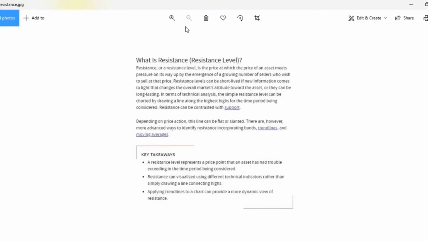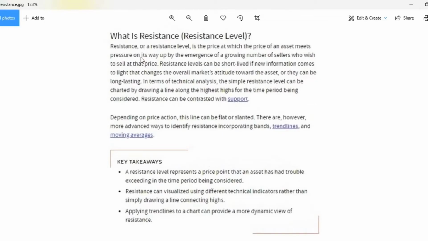Let's understand resistance now. Let me zoom in. What is resistance? Resistance or resistance level. Now in simple terms, before we even read this definition, let me tell you that resistance is basically the exact opposite of support. So support is what? Support is where the market struggles to fall below that level. We call that level a support. Resistance is the exact opposite. Any level above which the market struggles to go up is called resistance.